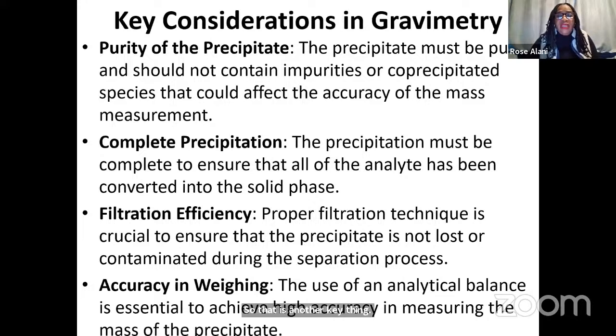Then accuracy in weighing. You use an analytical balance. That is good. You just don't use any balance. Use an analytical balance that gives you high accuracy and high precision.